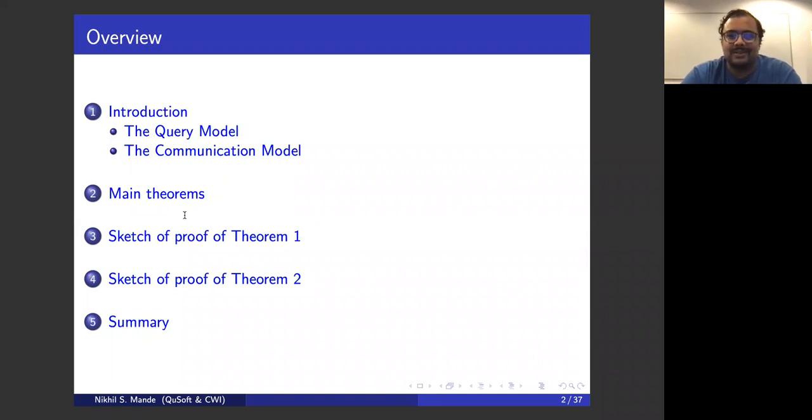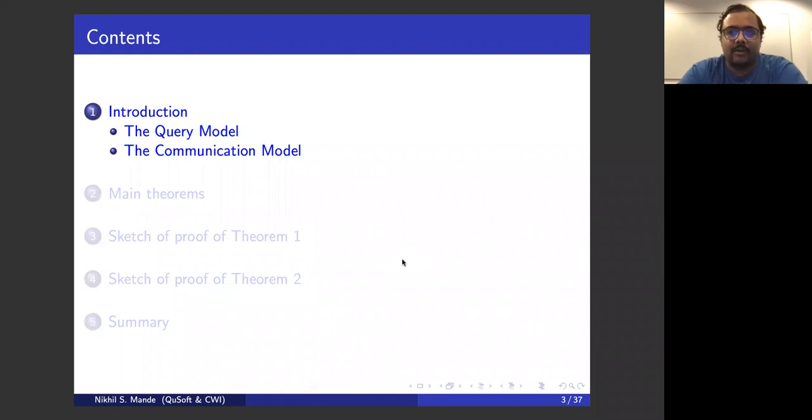One is sort of an upper bound theorem and one is sort of a lower bound theorem. So if you're only interested in one of them, if you zone out of one of these sections, 3 or 4, these are sort of independent of each other. And in the end, I'll summarize.